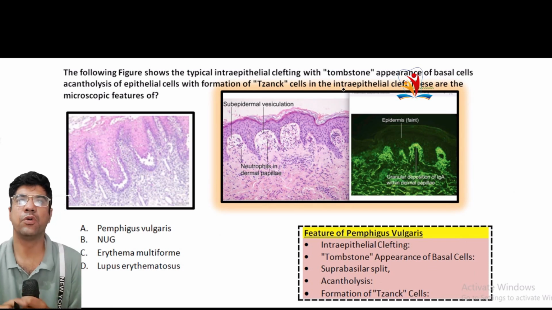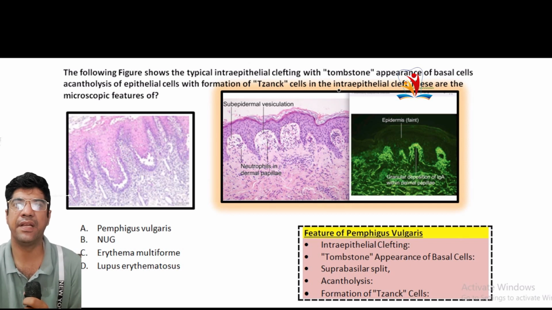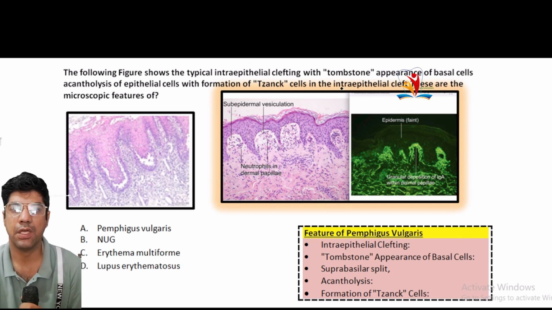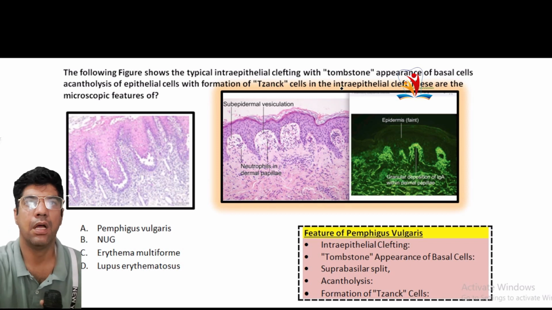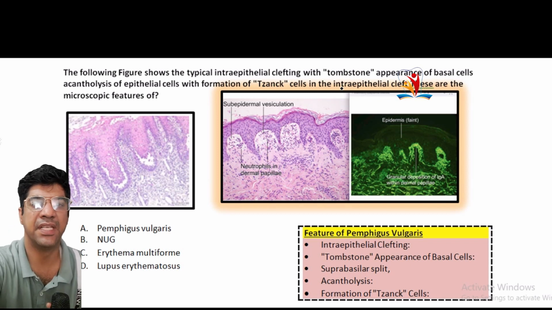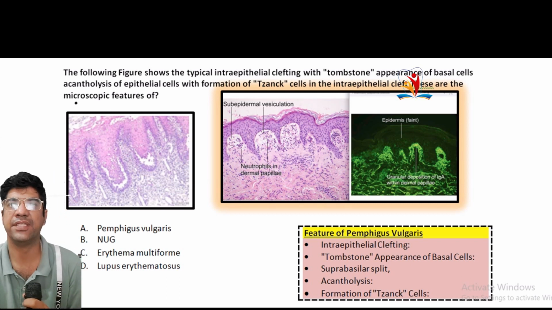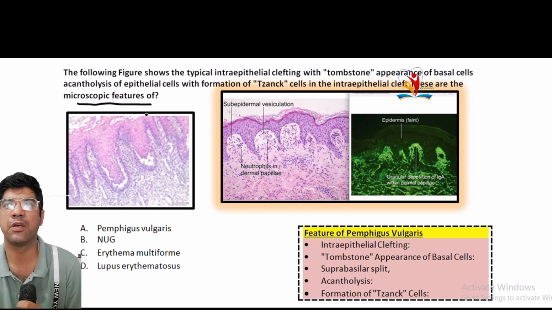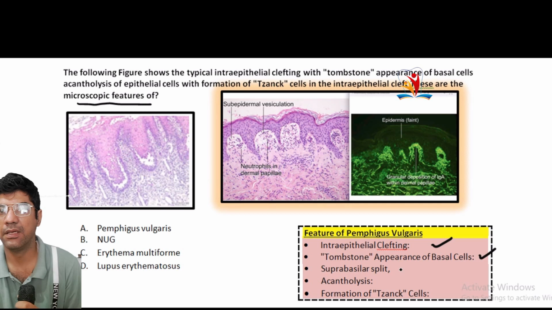The following figure shows typical intraepithelial clefting with a tombstone appearance of the basal cells, showing acantholysis with the formation of Tzanck cells in the epithelial cleft. So these are the microscopic features of, remember, pemphigus vulgaris. Number 1, intraepithelial clefting, tombstone appearance of the basal cells, suprabasilar split, acantholysis, and formation of the Tzanck cells.